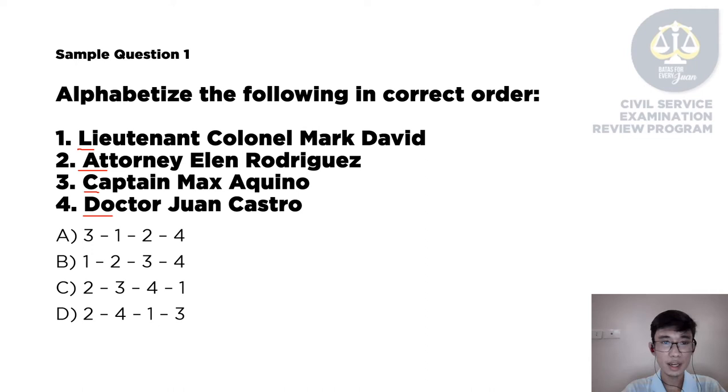So in this case, since the letter A comes first, this is your number one. And then letter C comes before D, definitely, so 3. Okay, 3, that's better. And then L will be the last letter. So your answer here would be 2, 3, 4, 1. Okay, this one, letter C is your answer.